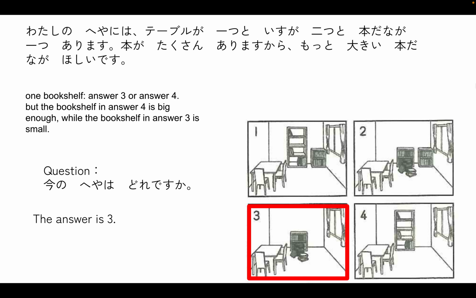So we can say there are 4 photos here. The first one and the second one have 2 bookshelves. So the answer is 3 or 4. But the bookshelf in answer 4 is big enough, whereas the bookshelf in answer 3 is small. So the answer is 3. Thank you.